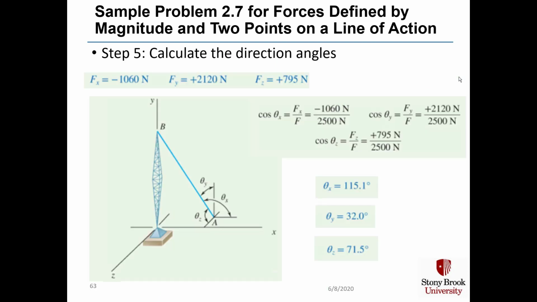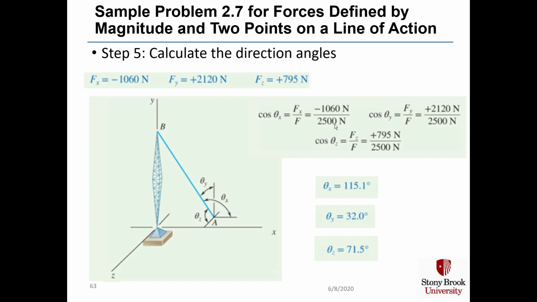We've just calculated the values of F sub x, F sub y, and F sub z. We can easily calculate the direction cosines. Cosine theta sub x is minus 1060 newtons, which is F sub x, divided by 2,500 newtons, which is the total magnitude of force F. Likewise, calculate cosine theta sub y and cosine theta sub z.